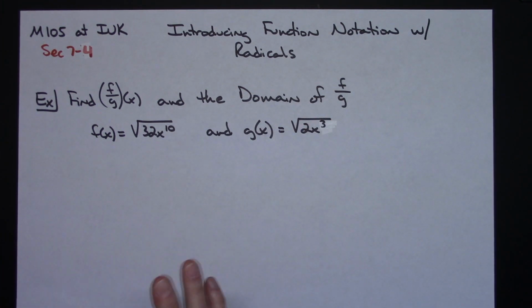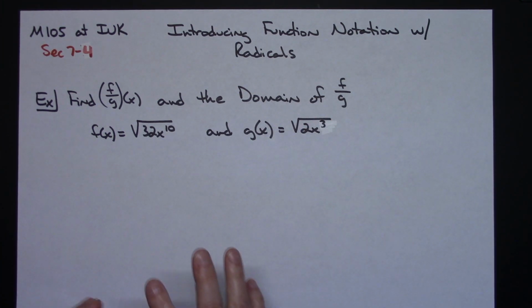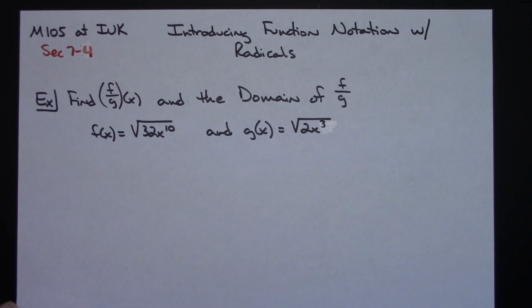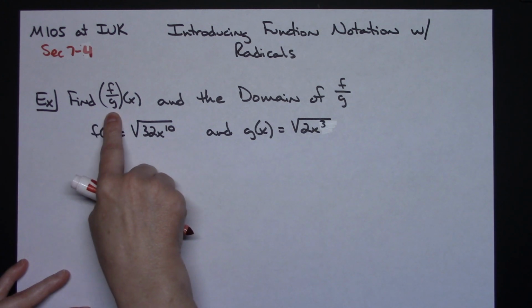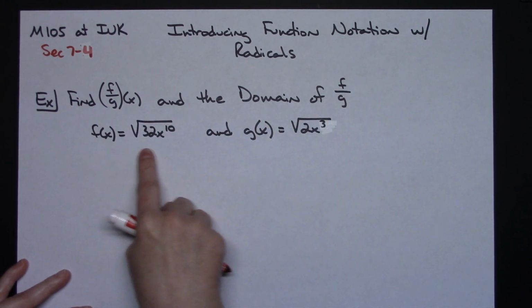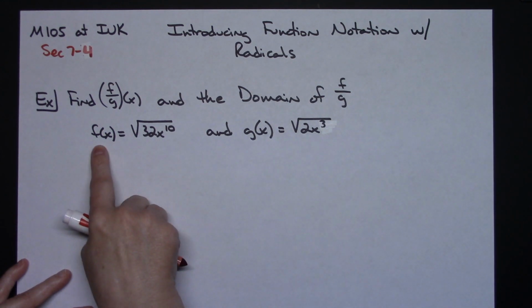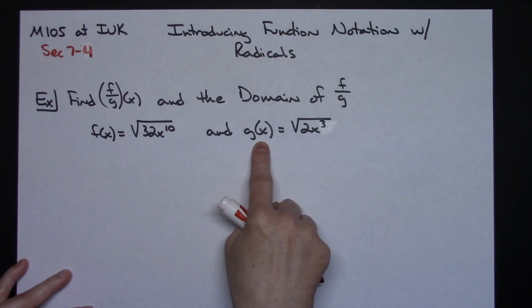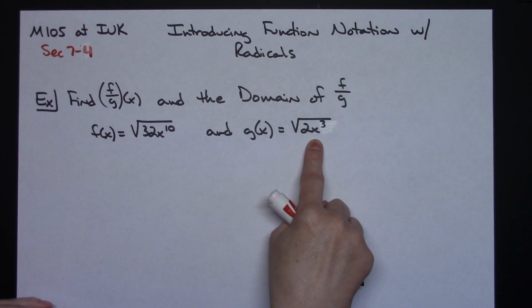Okay, so this is one specific example that deals with just something that's kind of out of the ordinary, just so you'll know how to handle this function notation. Alright, they're going to ask us to find f over g of x and the domain of f over g. They're going to give you an f function and a g function. Your f function is square root of 32x to the 10th. Your g function is square root of 2x to the 3rd.